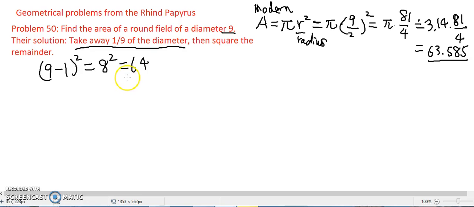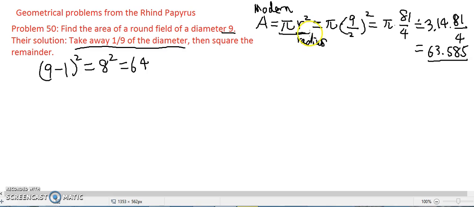So when you do the homework, you will use the Egyptians' way, not the modern way. So don't use 3.14. Okay, so let's see. By looking at their way, what is the formula they used to find the area of a circle?